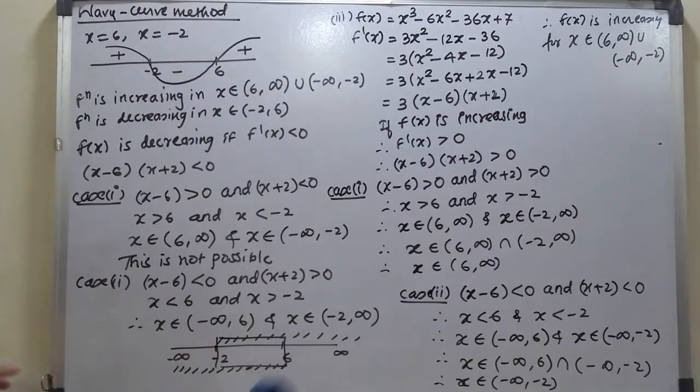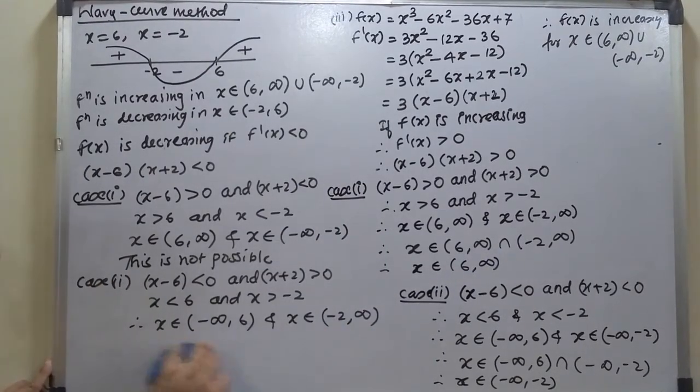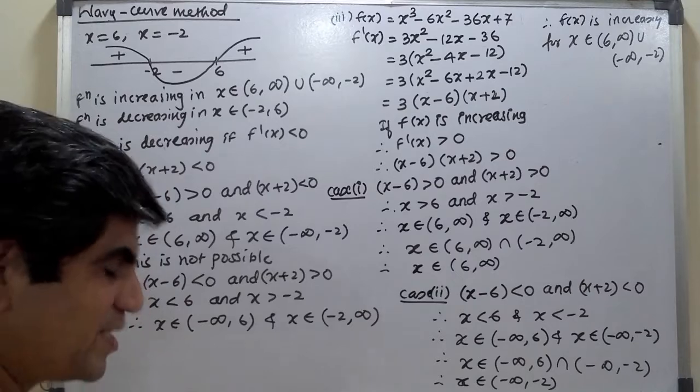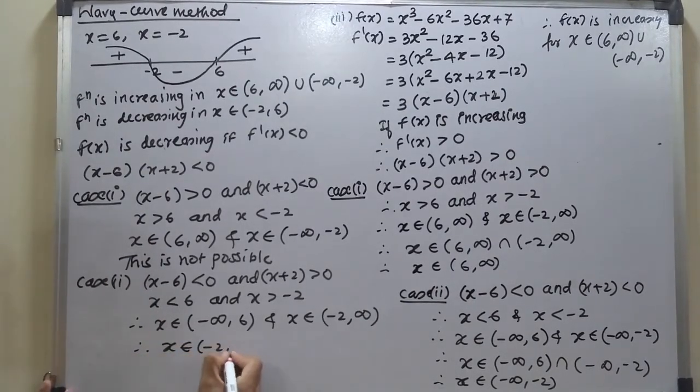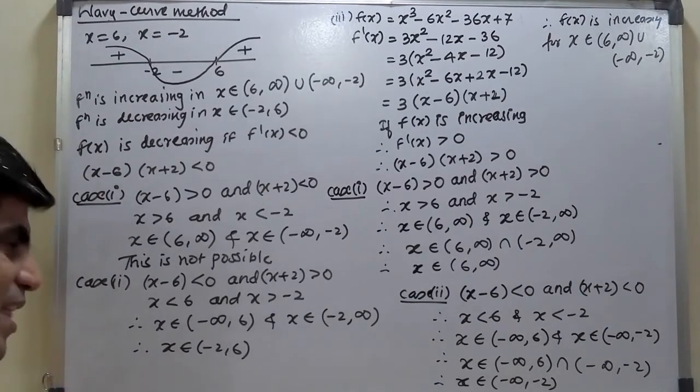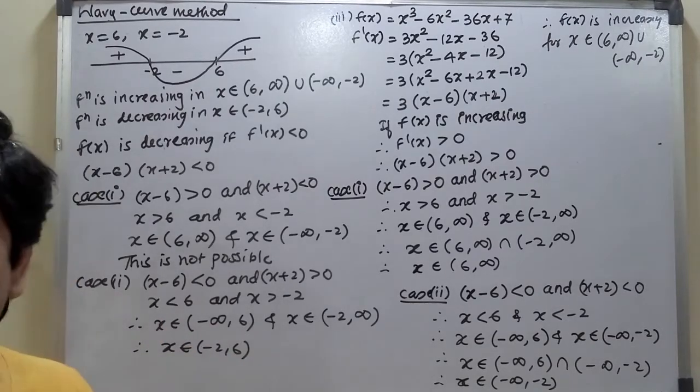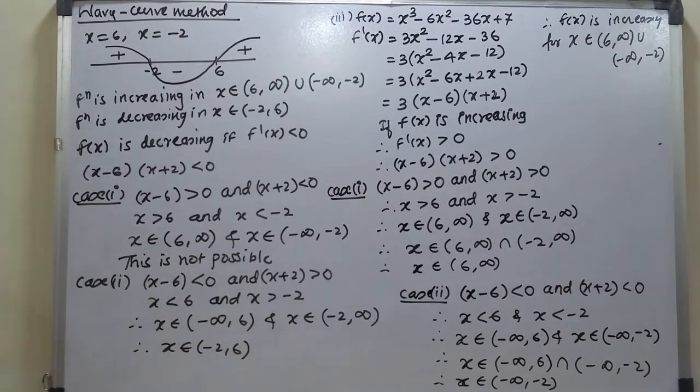Here the solution was not there in case 1. The solution is minus 2 to 6. So therefore your x belongs to minus 2 to 6. So the function is decreasing if x takes a value between minus 2 and 6. I hope your concept is cleared.